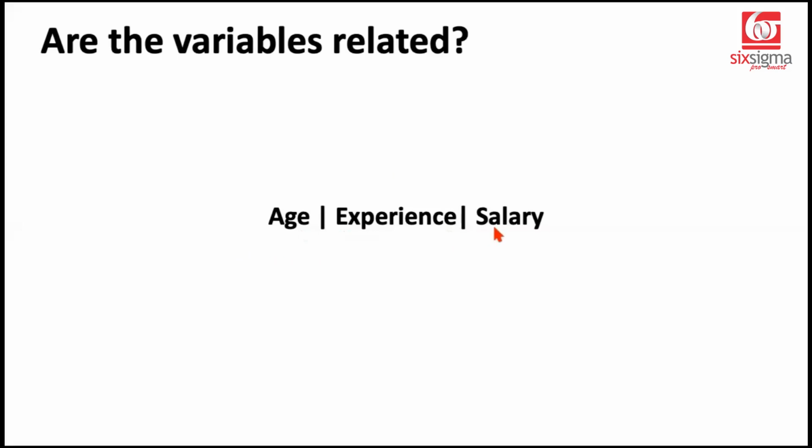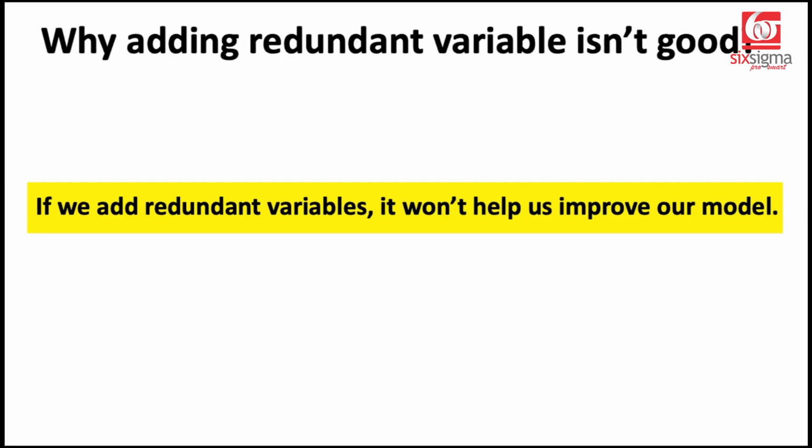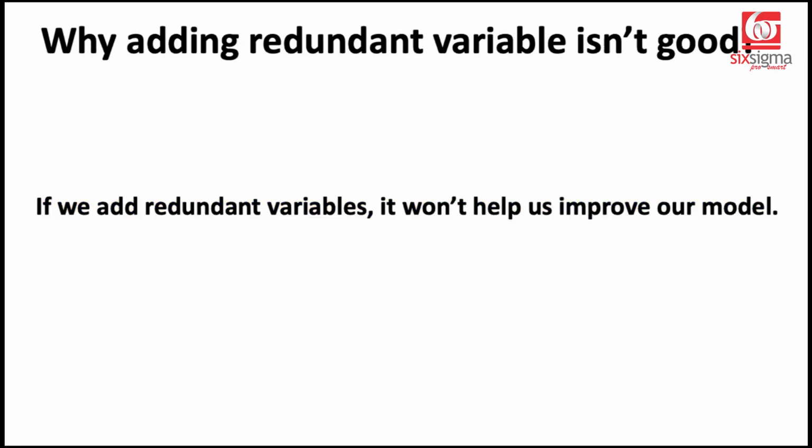Now we understand the variables as we collect them might be correlated. If we keep on adding such redundant variables, it would not help us improve our model's performance. Therefore, there has to be a way using which we are able to treat this correlation property of independent variables, which is also known as multicollinearity.